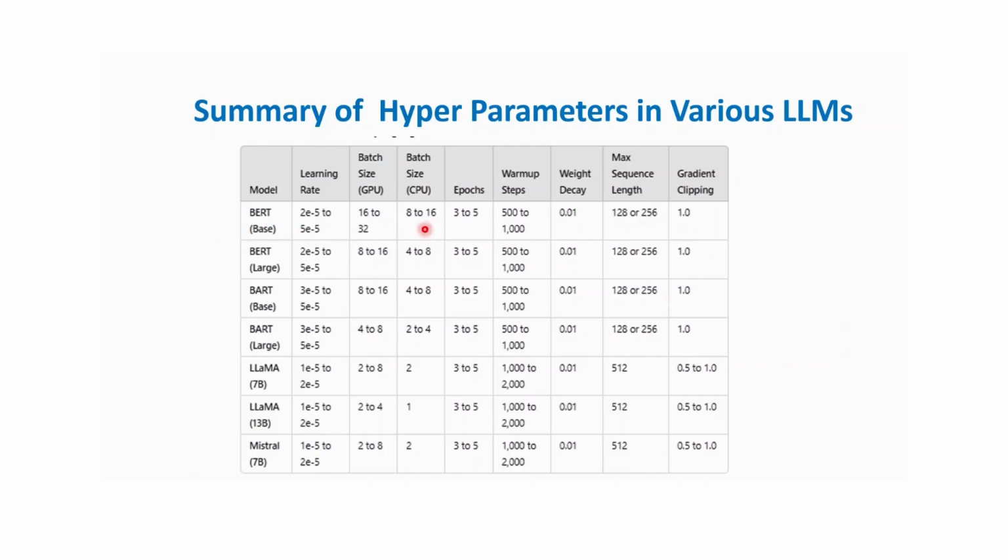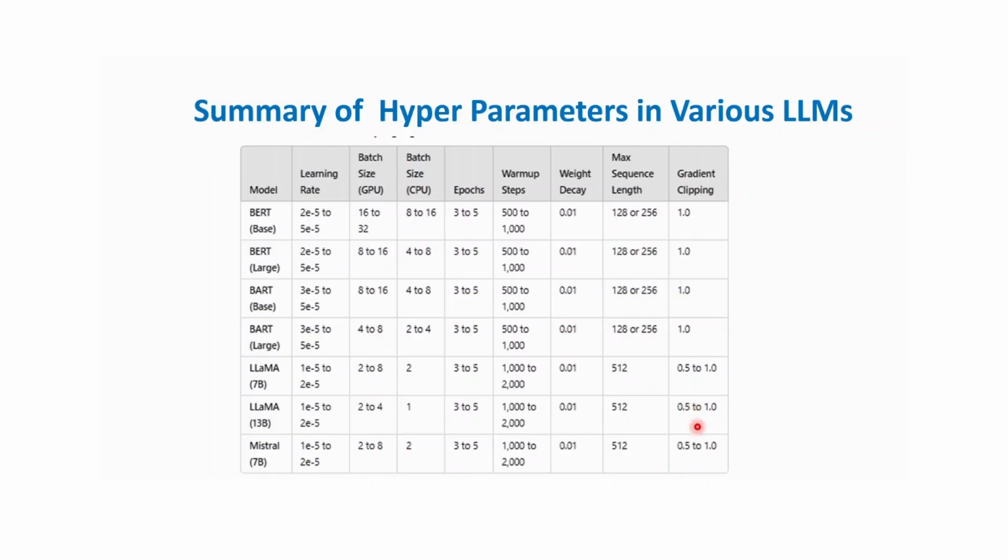These models are only able to take up 128 or 256 tokens at a time. But we can see these million parameter models are able to digest 512 tokens at a time. So they have a higher context understanding capability.